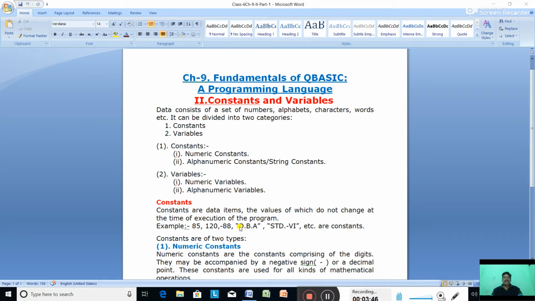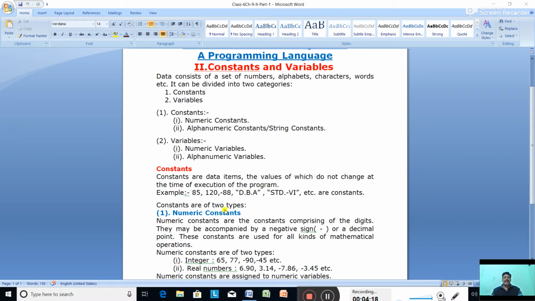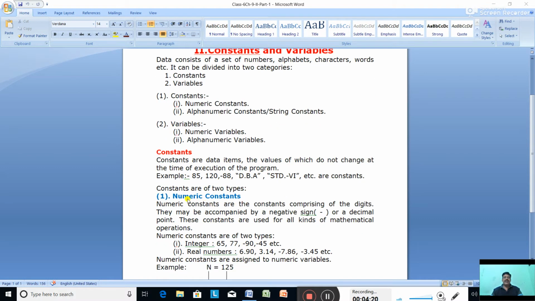DBA, enclosed within the double quote, is an alphanumeric constant or string constant. Standard 6, enclosed within the double quote, is an alphanumeric constant or string constant. So all these constants which comprise digits are the numeric constants, and those which are alphabets or special characters enclosed within double quote are called string constants or alphanumeric constants. Now constants are of two types. First one we are going to discuss today, that is the numeric constants.